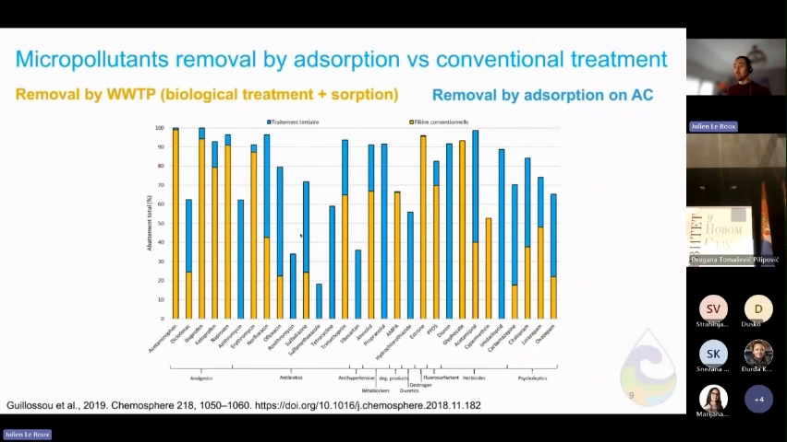And for many molecules, there is partial removal in the wastewater plant, and the pilot adds another removal on top of this, and we can reach satisfactory removals thanks to this complementarity between the conventional treatment and the adsorption on activated carbon. So you see here that when you sum the removals from the plant and the pilot, we can reach for many molecules the 80% that are targeted by the Swiss regulation.